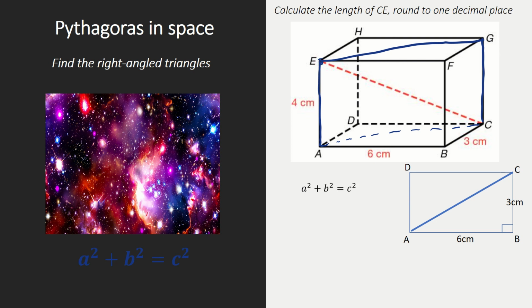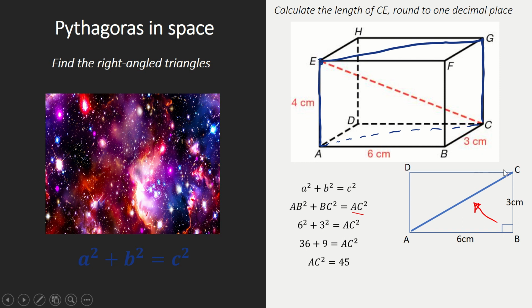So a squared plus b squared equals c squared. So we have AB squared plus BC squared equals AC squared. Please remember that the longest edge is always at the end, which is opposite to our right angle. So what we get is 6 squared plus 3 squared equals AC squared. 6 squared is 36, 3 squared is 9. So AC squared is 45.